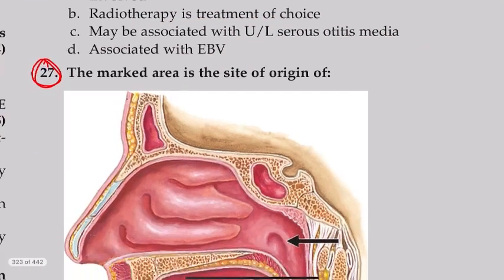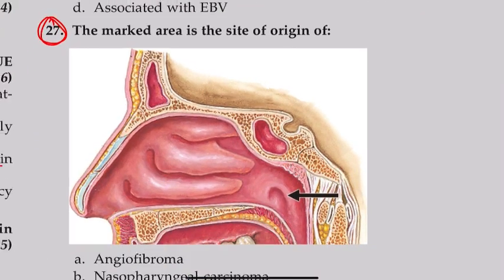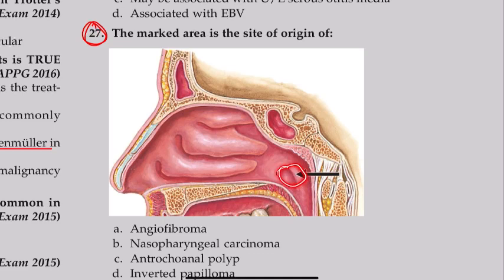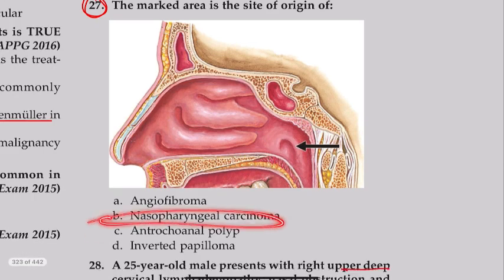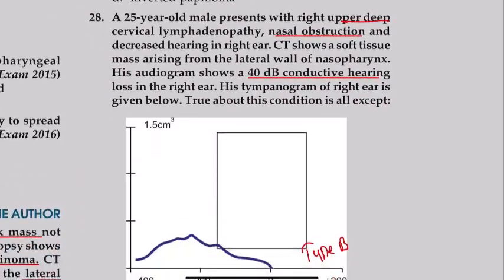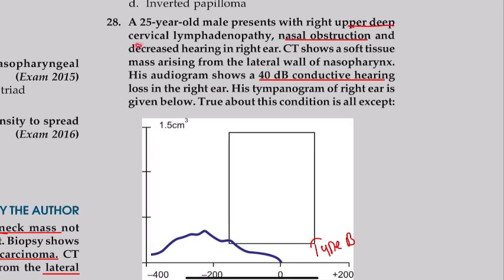The marked area is the site of origin of, what is this? The marked area is the site of origin of nasopharyngeal carcinoma, that is fossa of Rosenmuller, right? A 25-year-old male presented with right-sided deep cervical lymphadenopathy. Nasal obstruction is there and decreased hearing in right ear. CT shows soft tissue mass arising from lateral wall of nasopharynx. His audiogram shows 40 decibel conductive hearing loss in right ear.